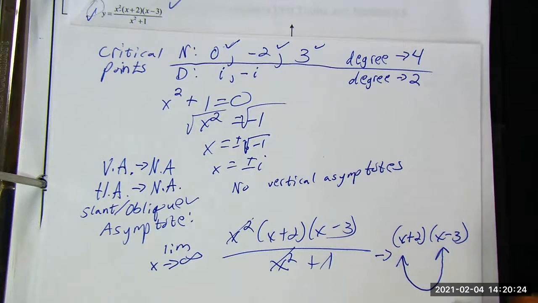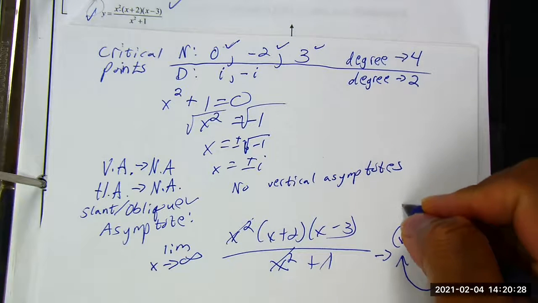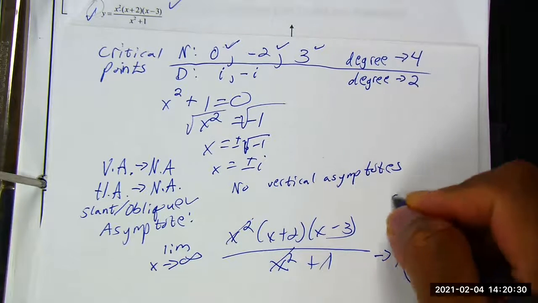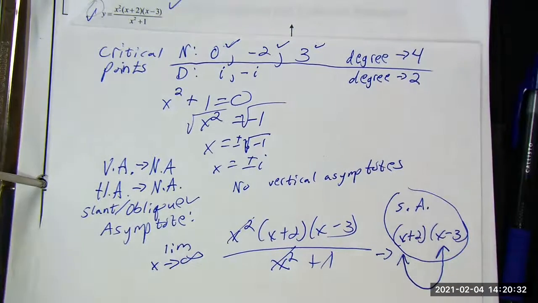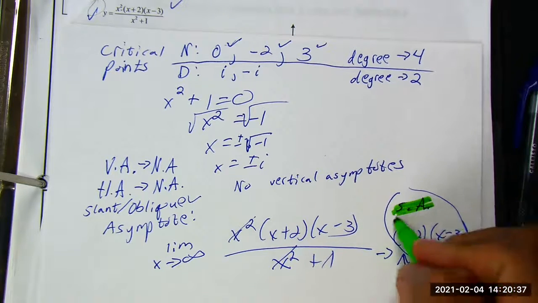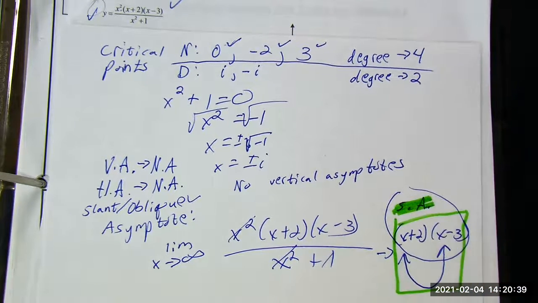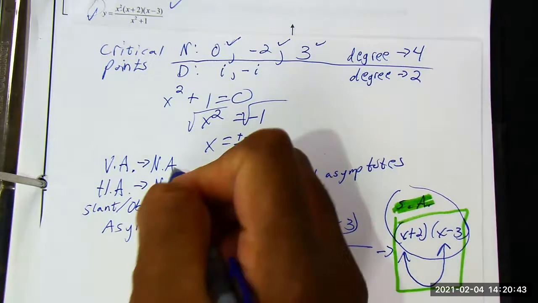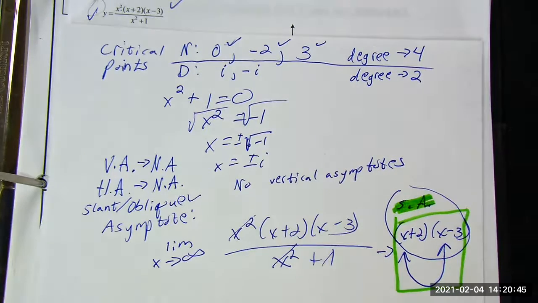So now that I have an idea that my oblique asymptote, or my slant asymptote, looks like this, I'm going to highlight this in green just to keep track of it. I'll just box it up because it's blurry. I'm going to move on. We have our vertical asymptote, not applicable, horizontal asymptote, not applicable. We have our slant asymptote.